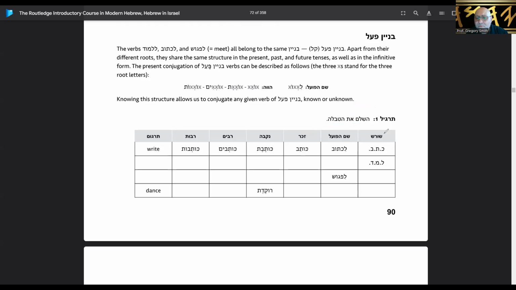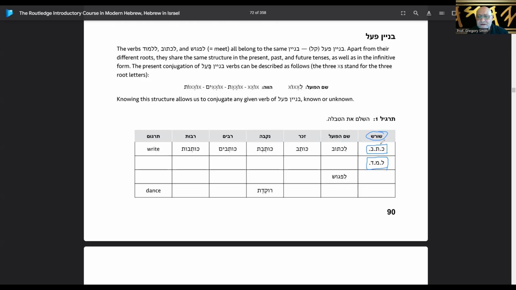All right, so right here we have, remember the Shoresh is that three-letter root system. So for example, right off, I can tell this has something to do with writing, because I recognize that. I've used that a lot. This has something to do with, I think, studying, lamad, to study. I think that's right. לימד. Yeah, to learn, to study.